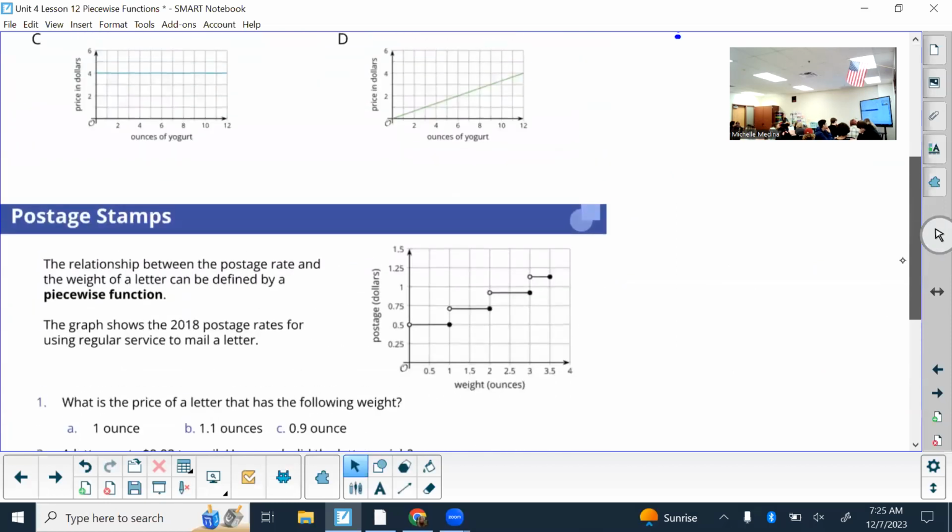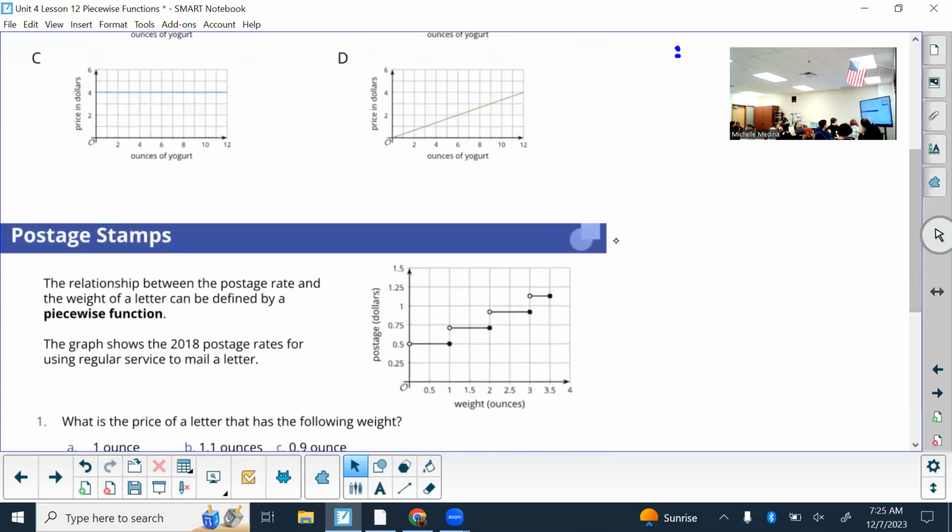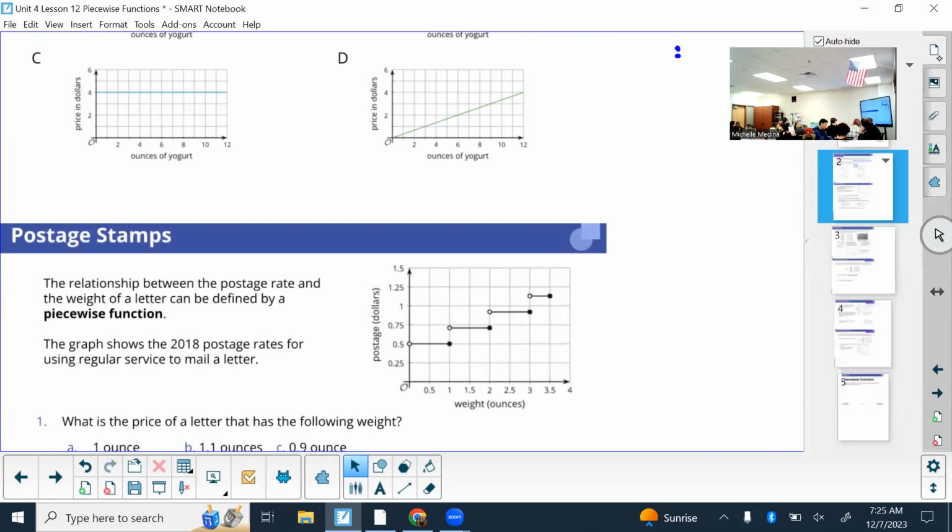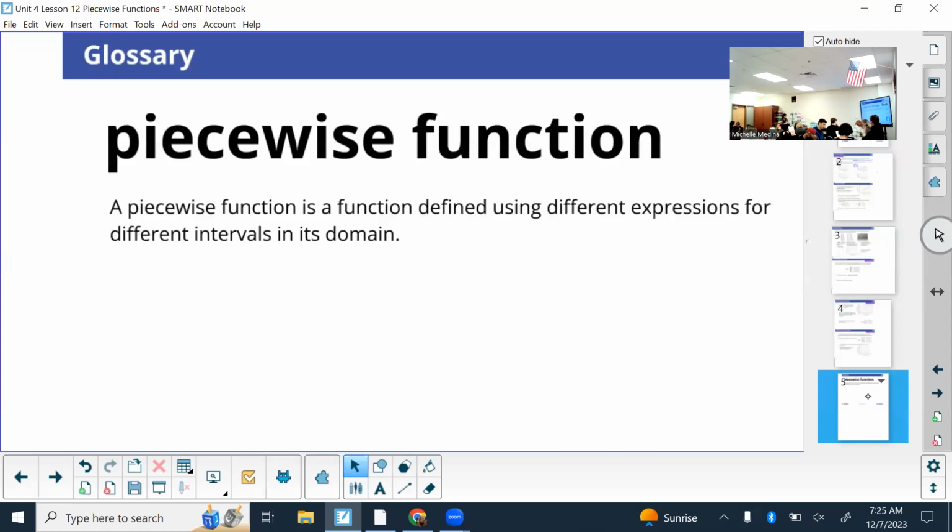And maybe we should also define piecewise functions. So let me actually pull that up. That's why I left a little bit of extra room right after, under where it says postage stamps on your paper. It says the relationship between the postage rate and the weight of a letter can be defined by a piecewise function. And then I bolded it, left a little bit of extra room so that you could write down the definition, which is here.